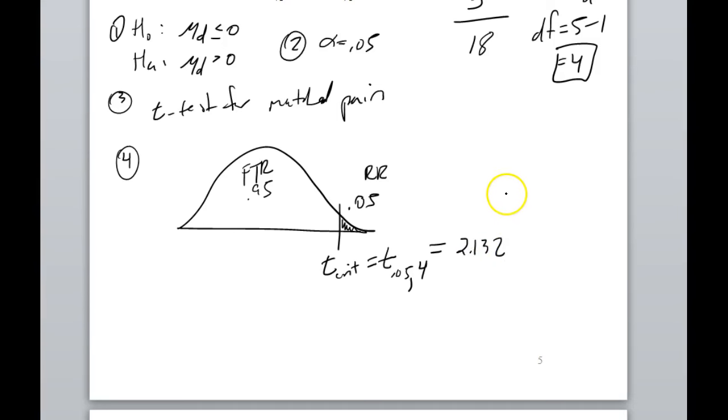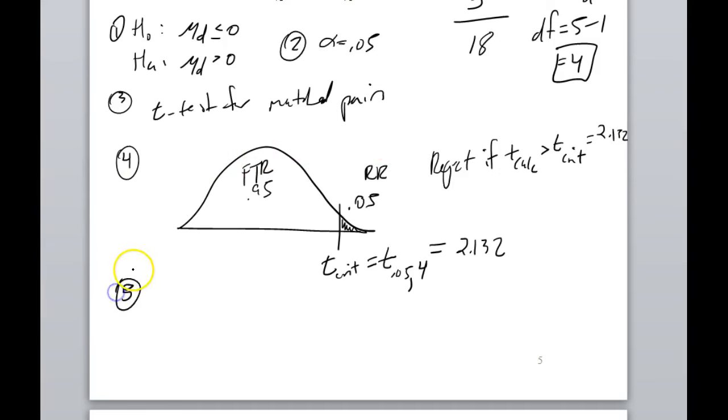So we just have a positive t-crit, right? We don't have a negative t-crit because this is just one-tailed. So then we end up saying reject if t-calc is greater than t-crit, which is equal to 2.132. Okay, so that's that.